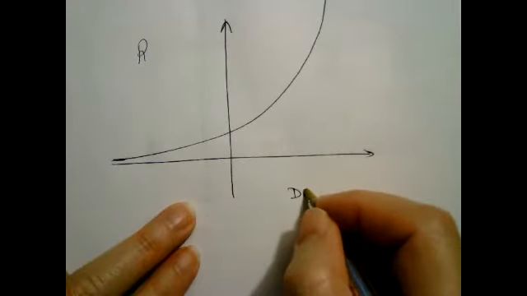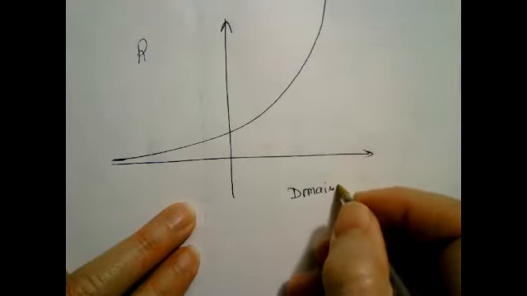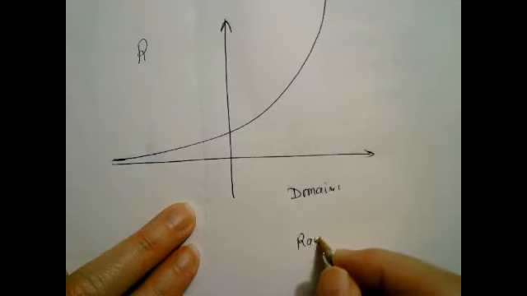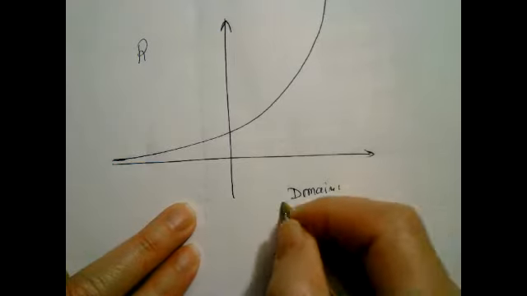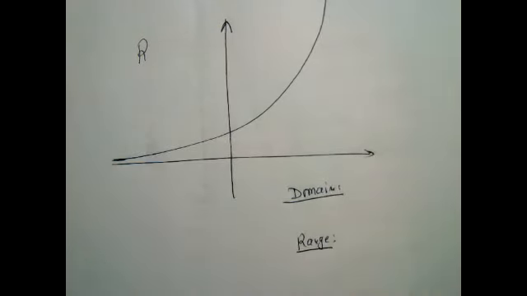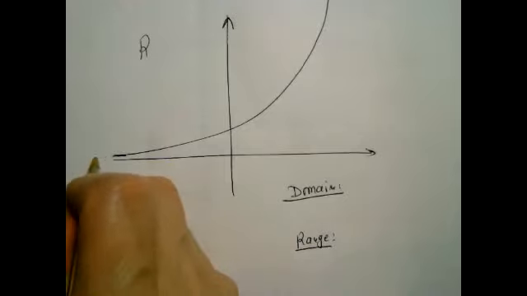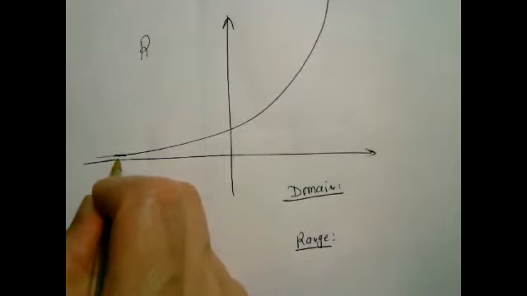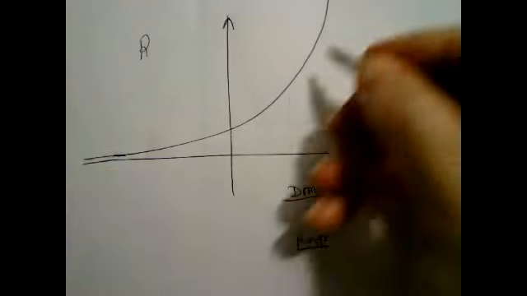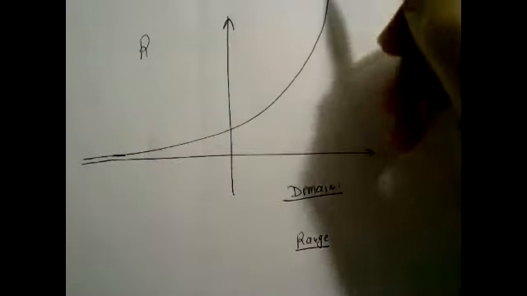And the question, what's the domain? And what's the range? Okay, back to you. So let us understand the graph. The graph keeps going. It never touches this line. It just keeps going.